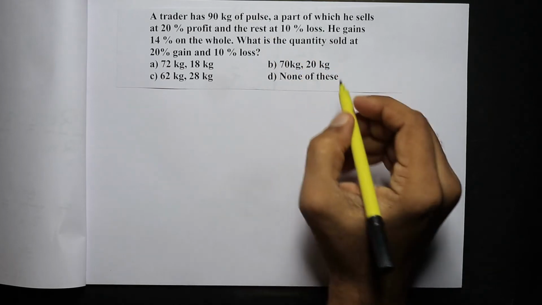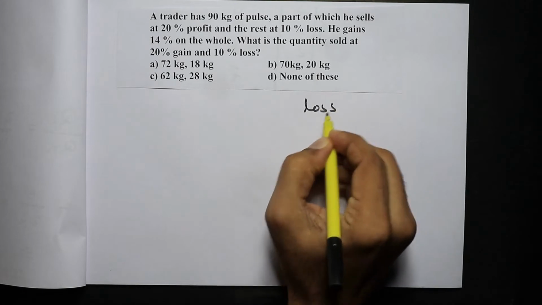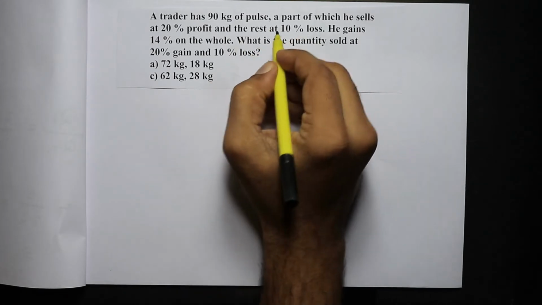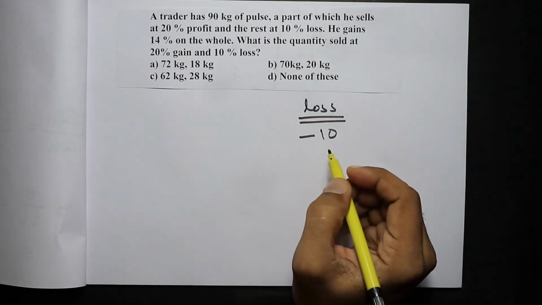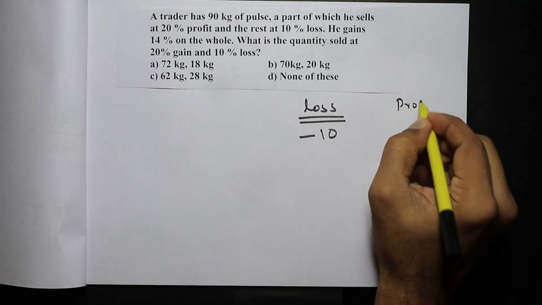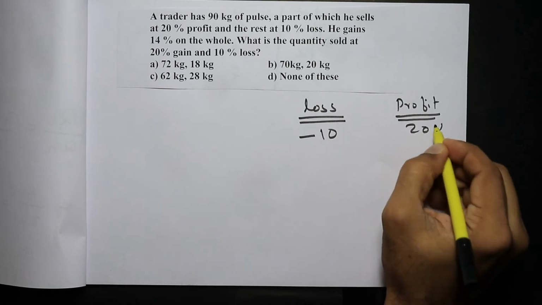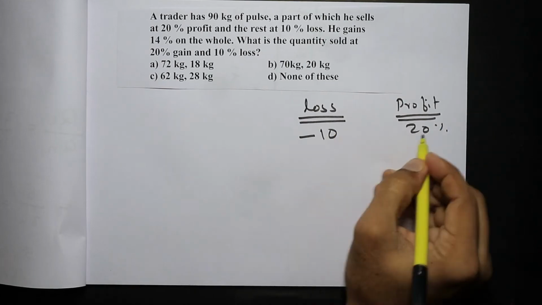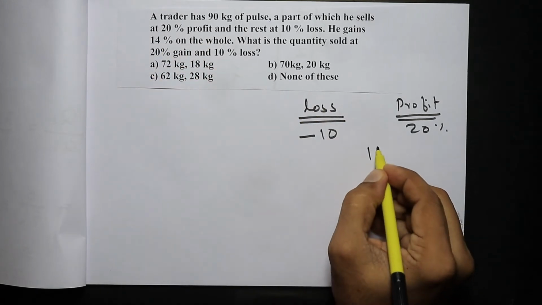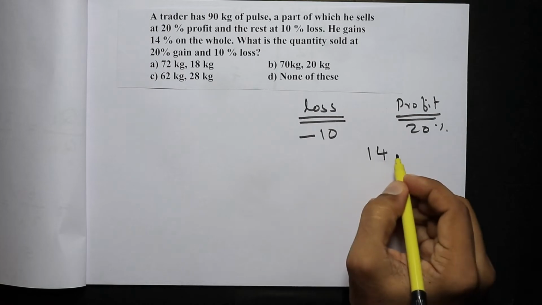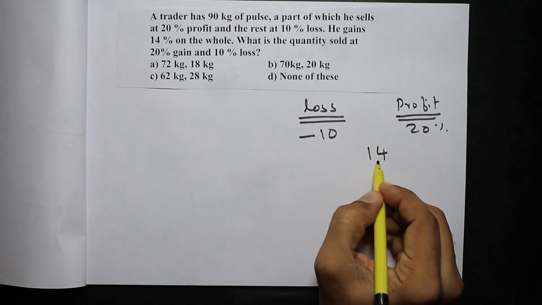So first of all, let us represent the data properly. From one part, he is having a loss and the loss is equal to 10%. So 10% loss can be taken as negative 10. From the other part, he is getting a profit of 20%. So that will be plus 20. And overall he is getting a 14% gain or 14% profit. So overall it has to be plus 14. So in what ratio should he sell such that overall he'll get 14% profit?